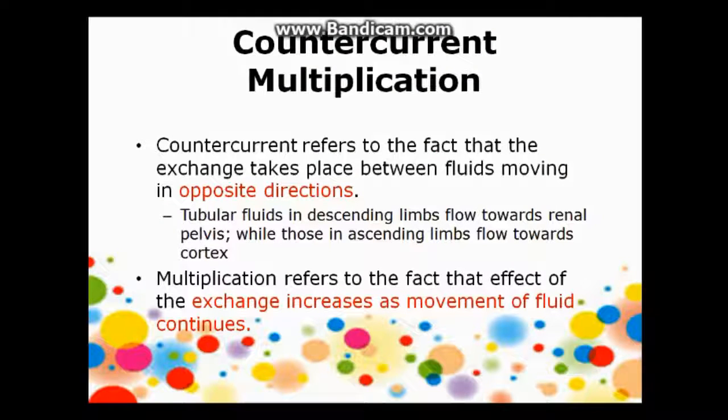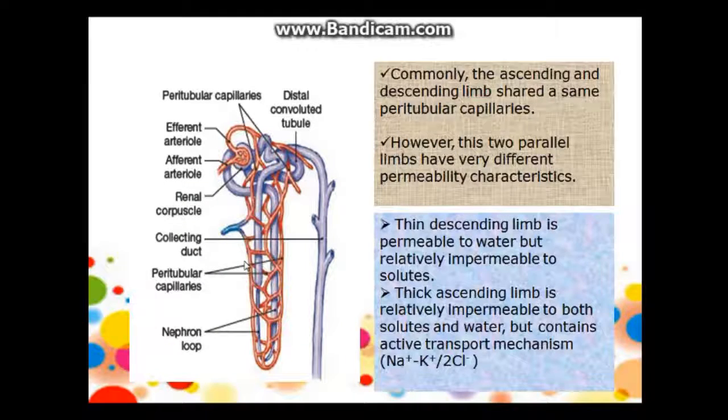Countercurrents refer to the fact that exchange takes place between fluids moving in opposite directions. Tubular fluids in the descending limbs will flow towards the renal pelvis, while those in the ascending limb will flow towards the cortex, while multiplication means that the effect of exchange increases as the movements of fluids continue. Commonly, the ascending and descending limbs will share the same peritubular capillary.